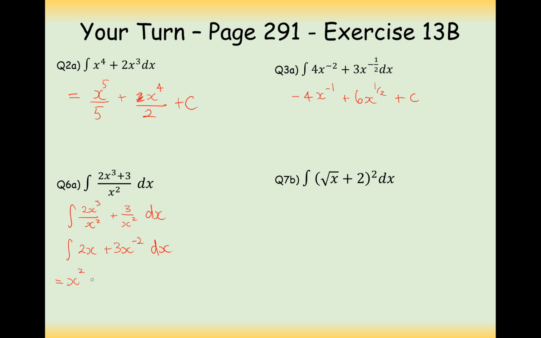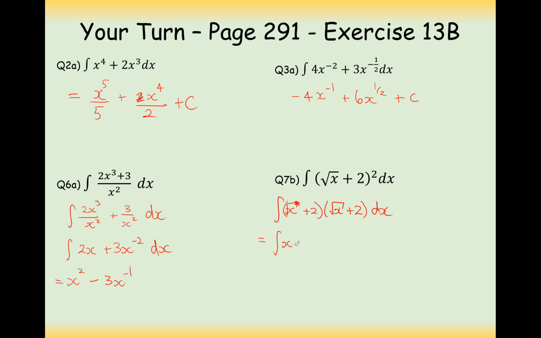And then for this one here, it's going to be take away 3x to the minus 1, increase the power by 1 is minus 1, and divide by the new power, so it would be a divide by minus 1, or in other words, times by minus 1. And the next one here, we're going to have to expand the brackets, so we're going to expand root x plus 2 times root x plus 2 dx. So this is going to give us root x times root x is just x.